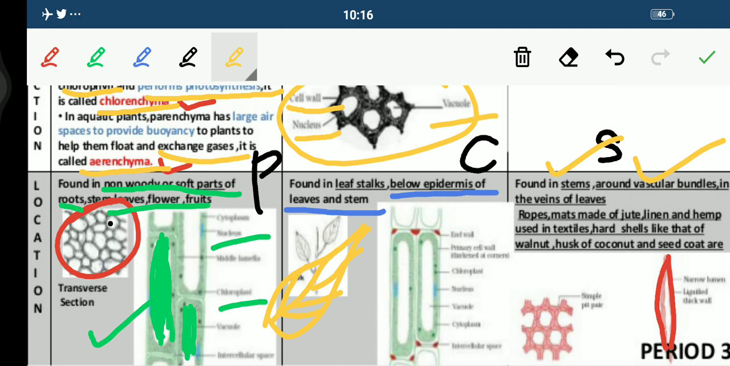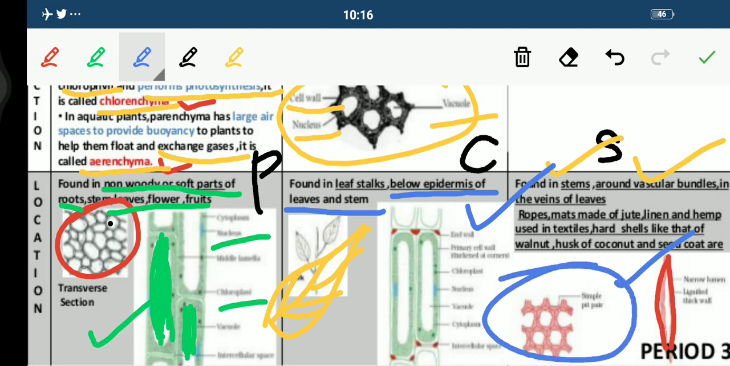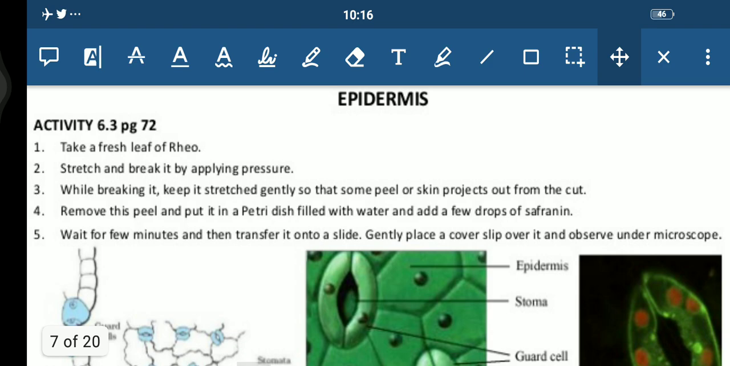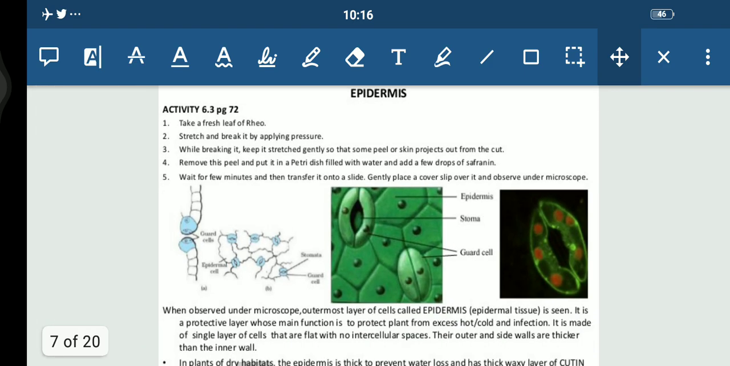And plus, you can see here the diagram. I'm going to show you the diagram. See, this one is the collenchyma. The collenchyma diagram. Fine. And this one is the sclerenchyma. You can see that lignified wall is present here. I hope this topic is clear to each one of you, students. Moving on to the next one, that is epidermis.